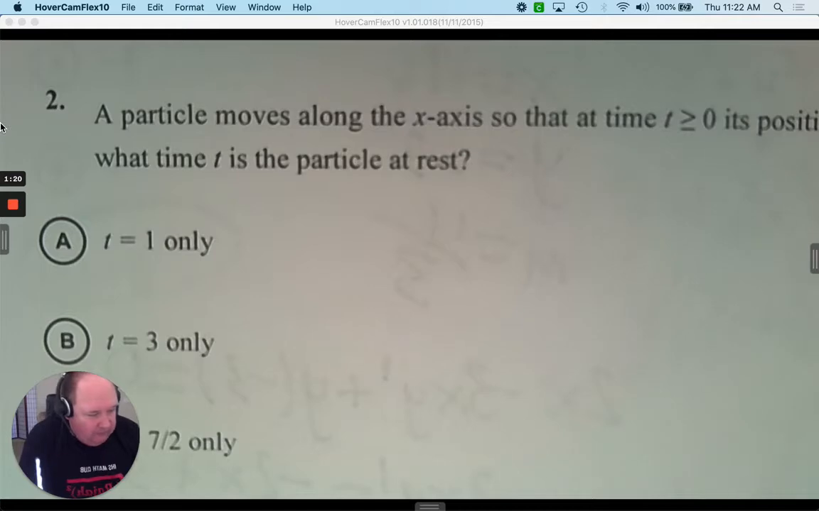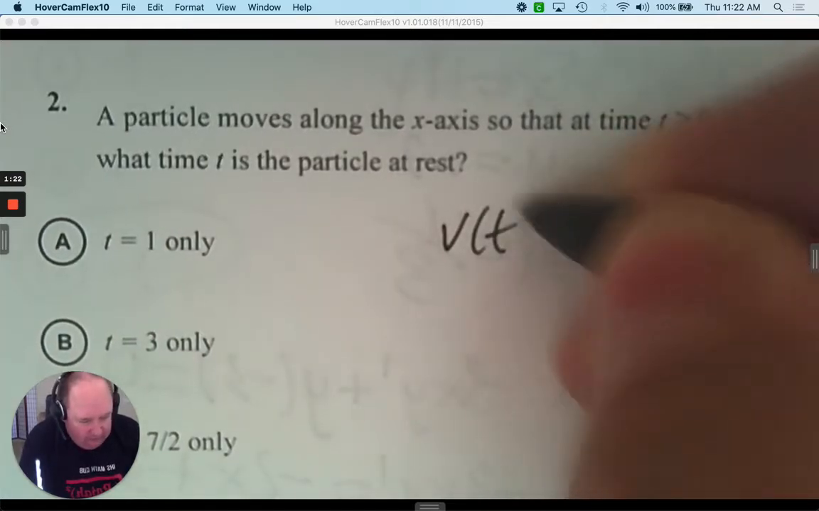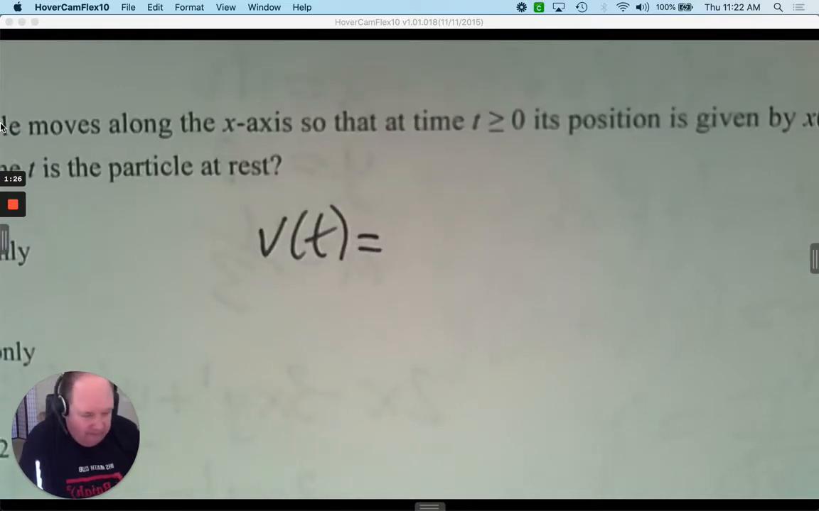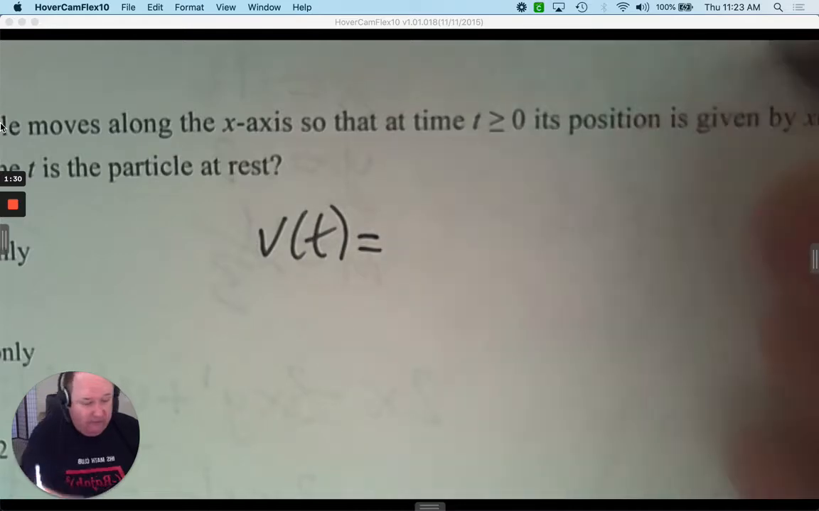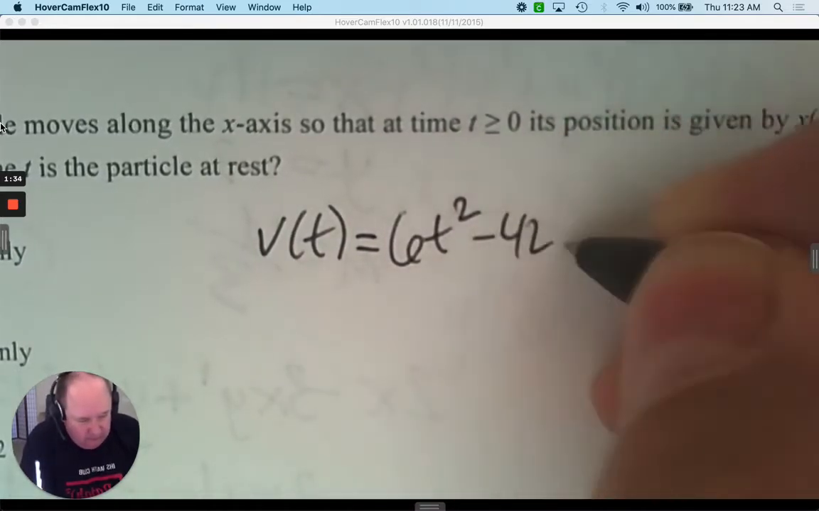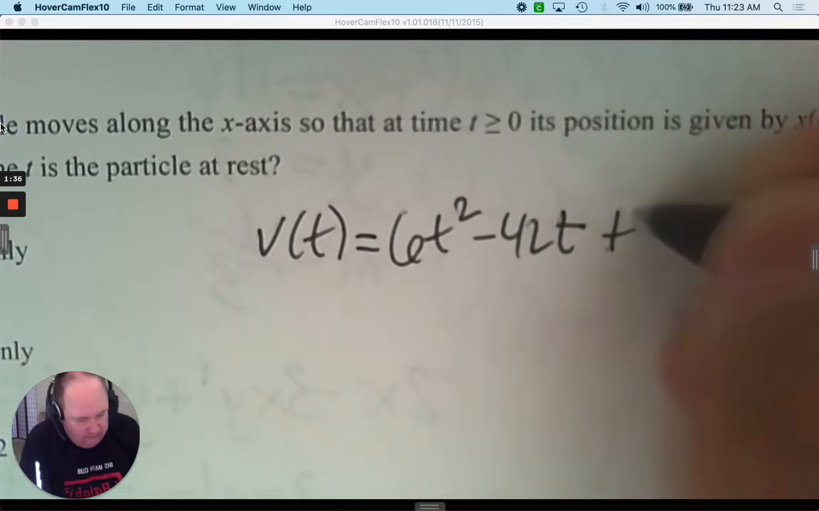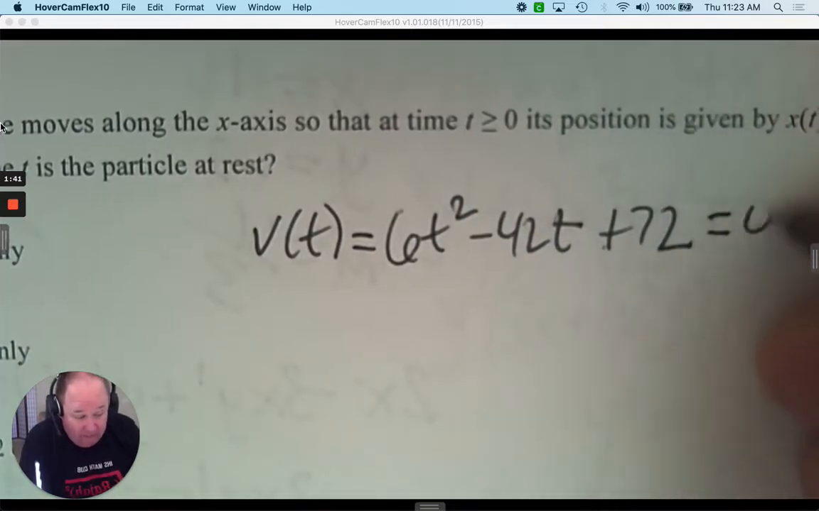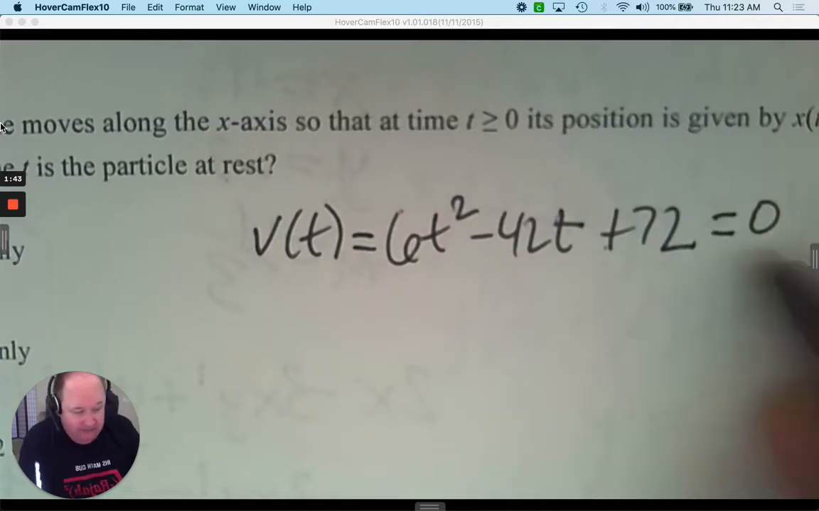So if it gives you the position, then the velocity gives you whether it's at rest or not. So how do I find the velocity given its position? And the answer is you take the derivative. So the derivative is 6t squared, subtract 42t plus 72. That's the derivative. Make it equal to 0, then the particle is at rest, and now solve it.